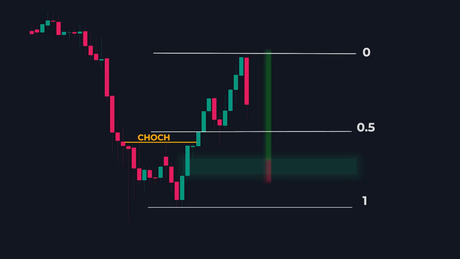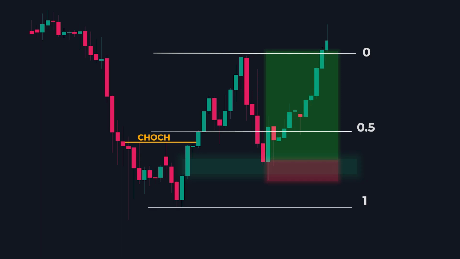We can place a buy entry here, as this FVG aligns with the Fibonacci retracement level, adding confluence to the trade. By entering at this point, we secure a better risk-to-reward ratio, allowing us to capitalize on the potential bullish move. All right, this is what we have for today.